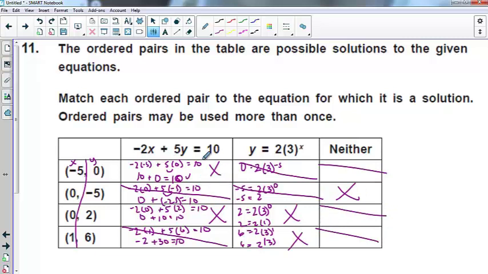So my solutions, where they work: the first ordered pair works for the first equation. The second ordered pair doesn't work for either. The third ordered pair works for both. And the last ordered pair works for the second one. Everybody with me on that? All right, moving on.